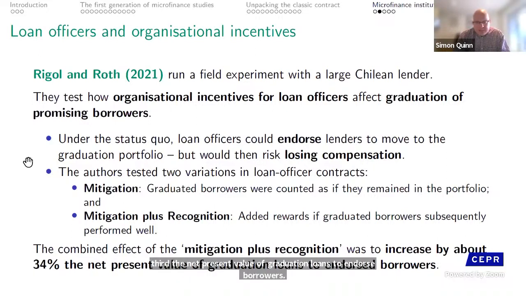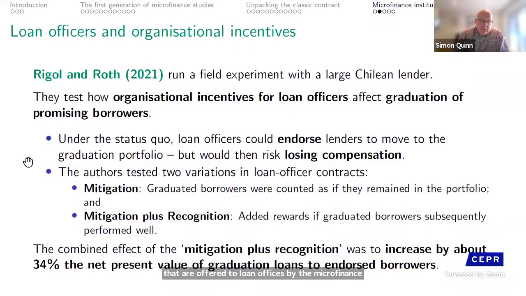I think this is a really nice paper because it gives a very crisp indication that the individual contracts that are offered to loan officers by the microfinance institution themselves have very important implications for the extent to which the institution as a whole is willing to encourage individual borrowers to graduate, and therefore has very important implications for the overall profitability of the microfinance portfolio.